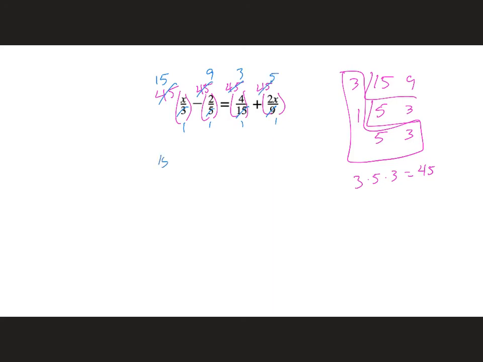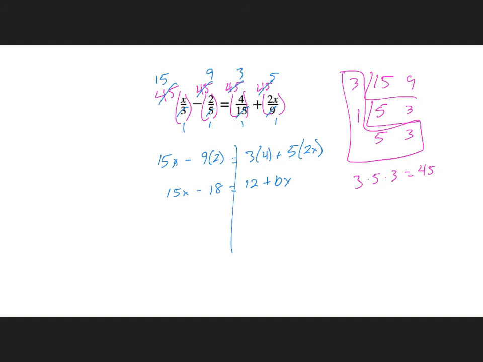So I have 15x minus 9 times 2 is equal to 3 times 4 plus 5 times 2x. Okay? So 15x is going to remain the same there. Minus 18 is equal to 12 plus 10x.